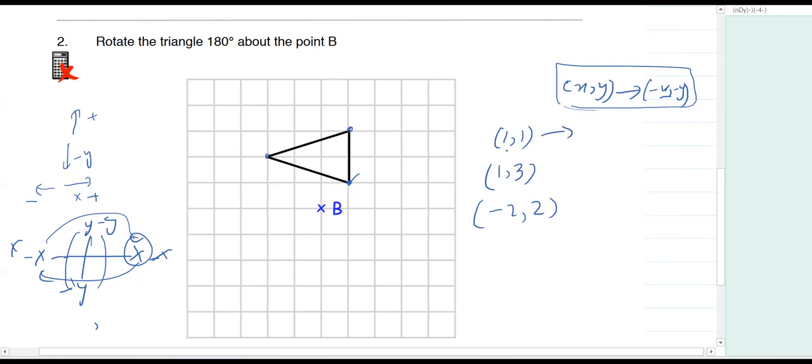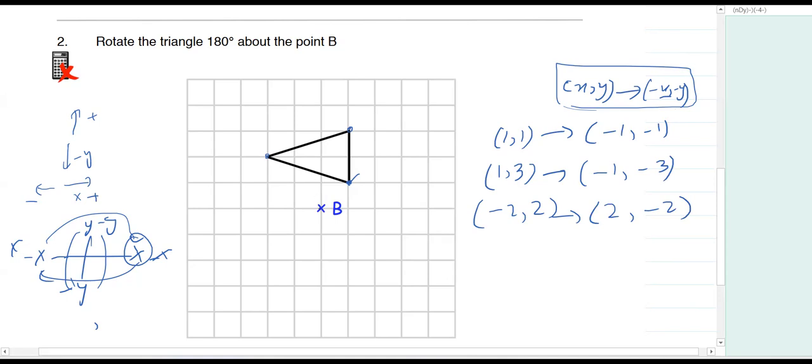So do them accordingly. What will be the new point now? Minus 1, minus 1, because you just have to change the sign. This is the meaning of this one. -1, -3. Okay, 2, -2. We can change the sign and draw the new points now. That will be your rotation.